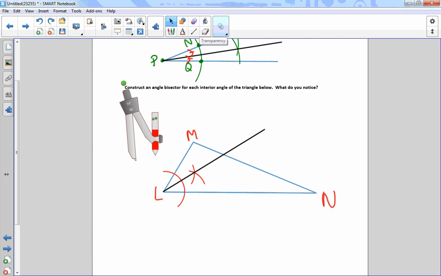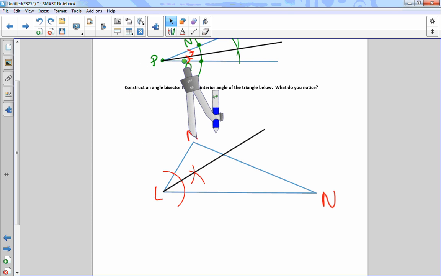And then we do it again. Let's do M as in mother. Put your sharp point on M. Take your compass and intersect M twice, using that same width. You're going to pick it up.